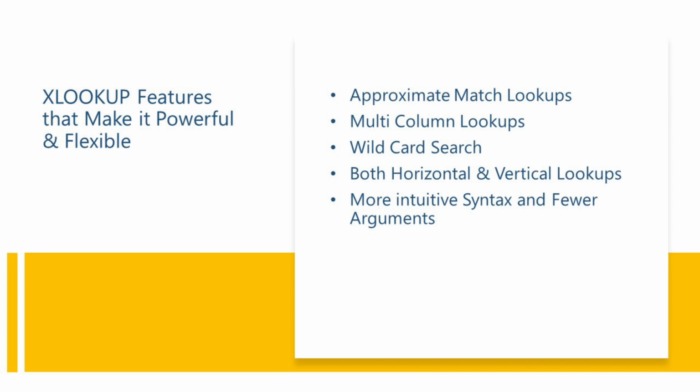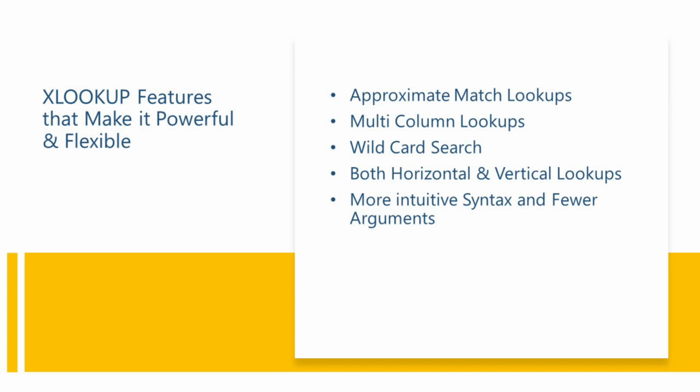Another powerful feature of XLOOKUP is multi-column lookups. That means XLOOKUP can be used to look up values in multiple columns simultaneously. Next important feature of XLOOKUP is wildcard searches. So XLOOKUP can be used to perform wildcard searches, which means that you can use wildcards such as asterisks and question marks.